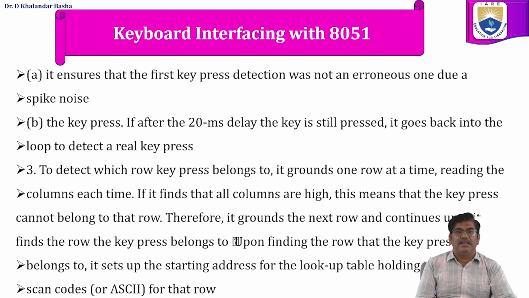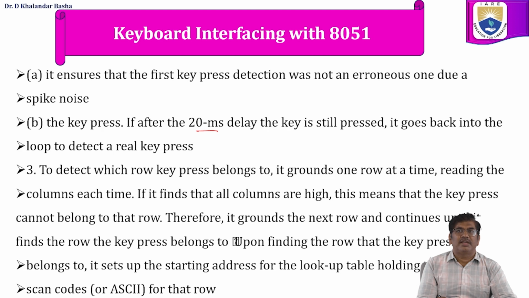Second point, the key is pressed. If after the 20 millisecond delay the key is still pressed, it goes back into the loop to detect the real key press, that is, which row the key press belongs to. It grounds one row at a time and reads the columns each at a time. If it finds all the columns are high, this means no key is pressed in that particular row.